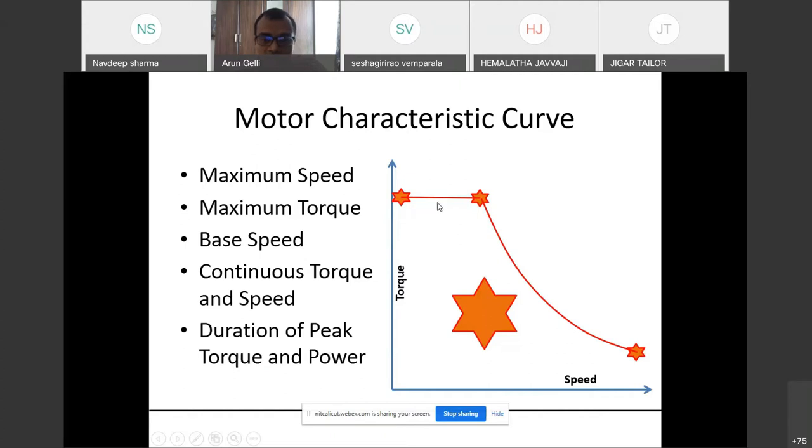And then the duration of peak torque and power. Peak torque and peak power normally have a certain limit beyond which the machine cannot operate, otherwise a thermal stability issue will happen. So the manufacturer will usually define the duration of peak torque and power, and for how long the system can work.